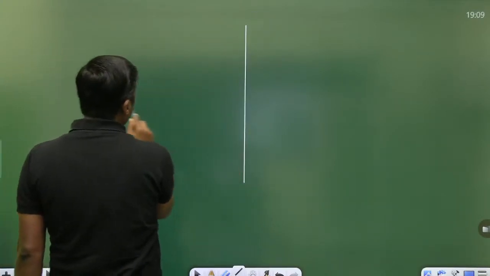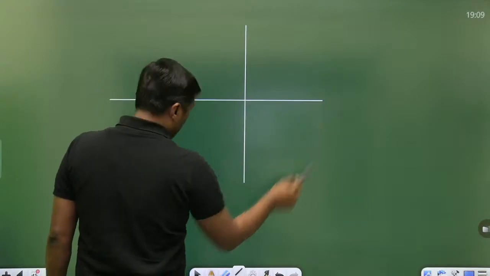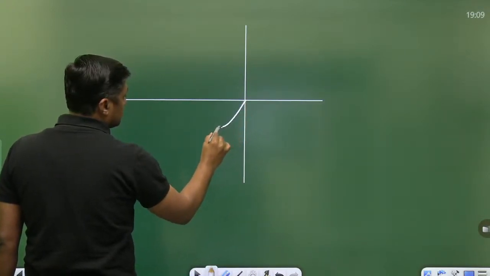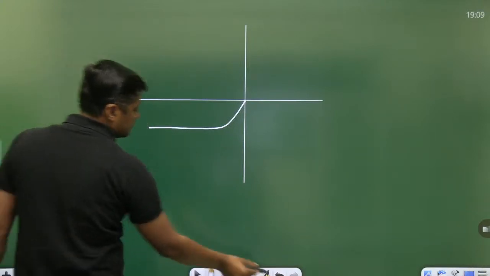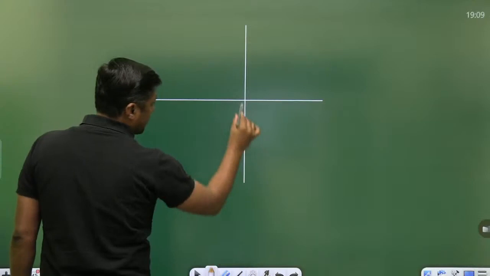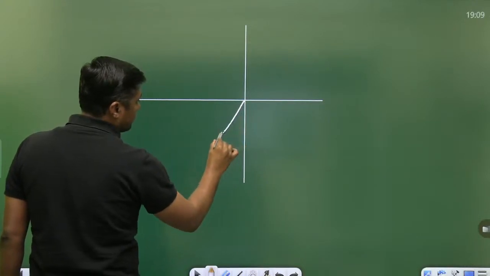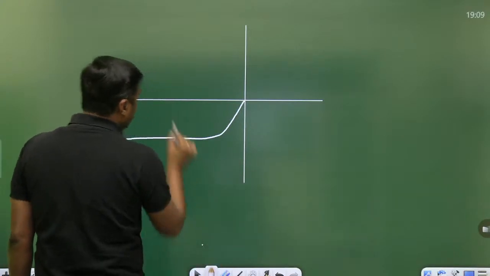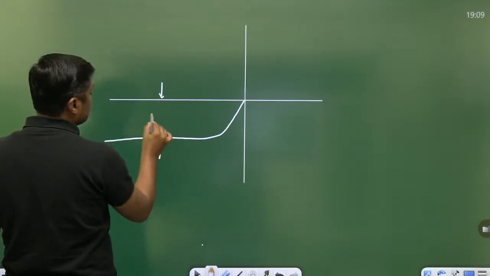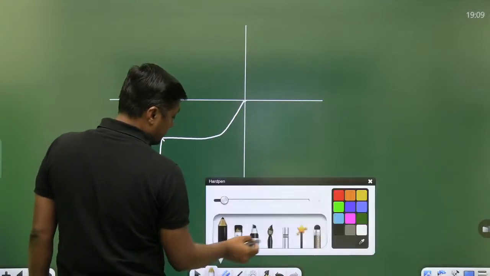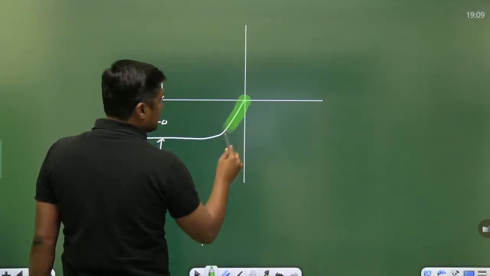Since it is reverse bias, this is the case. I am just zooming it. At this point it is I0. Okay, but what about this portion? This is less than I0.